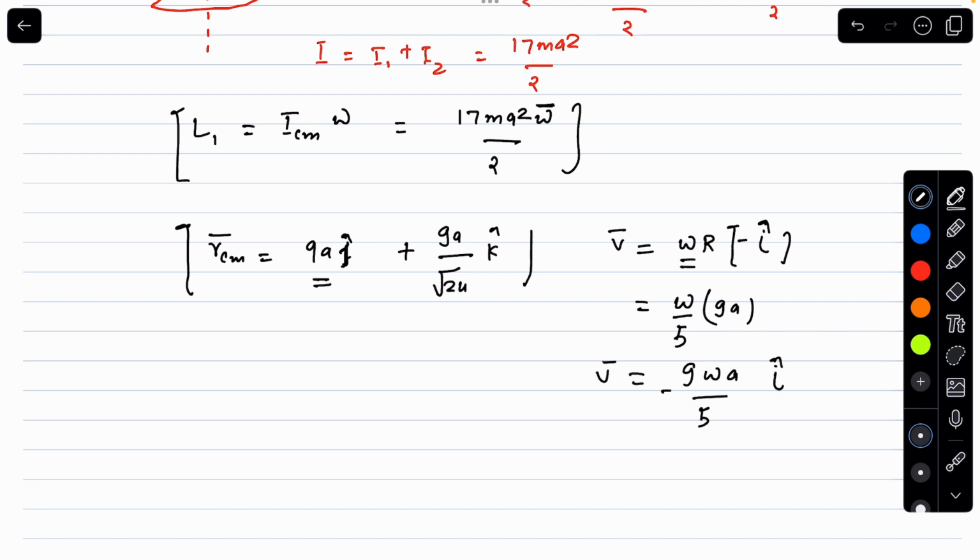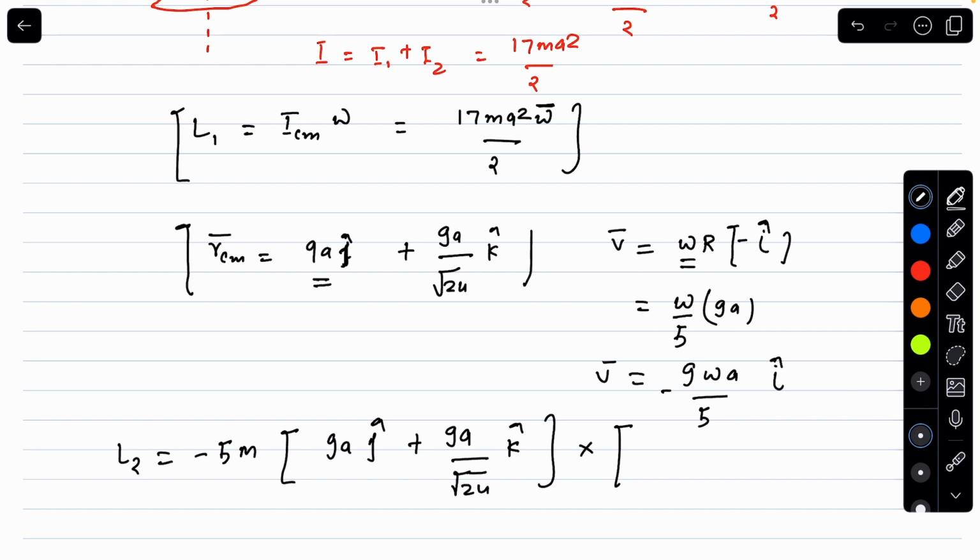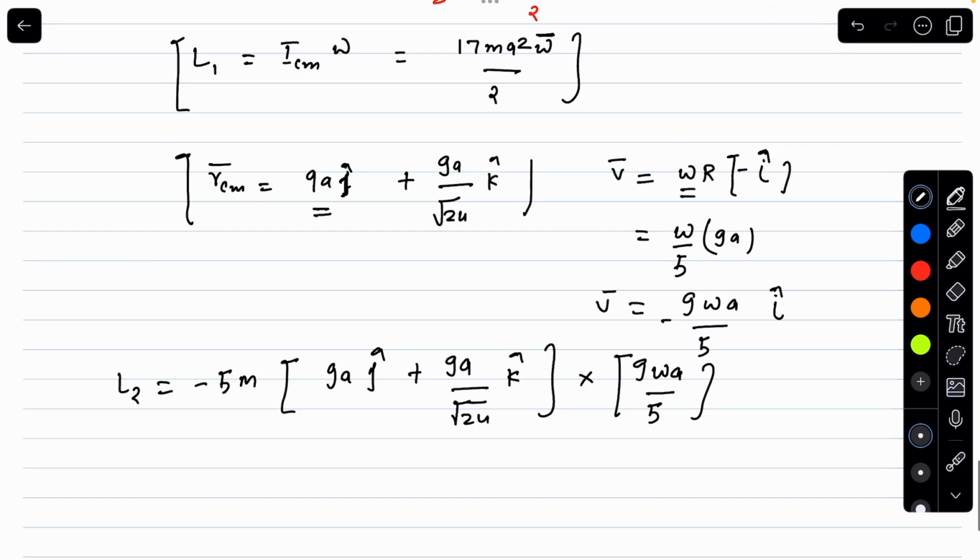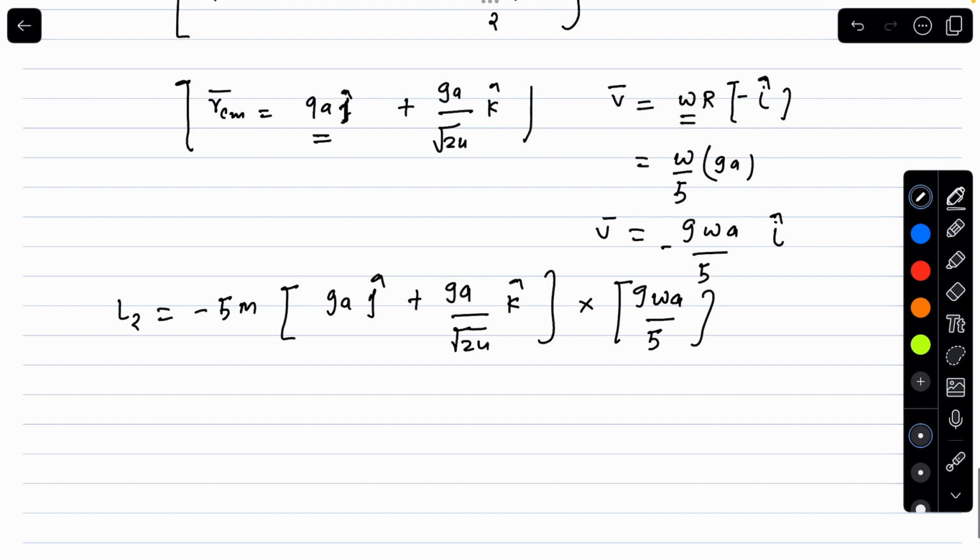This is the velocity. So now I can say the angular momentum L2 equals the mass of the system, which is 5m, multiplied by r of center of mass, that is 9a j cap plus 9a by root 24 k cap, cross product with the velocity, which is 9 omega a by 5. Just a little bit of calculation, don't worry, we will do it.